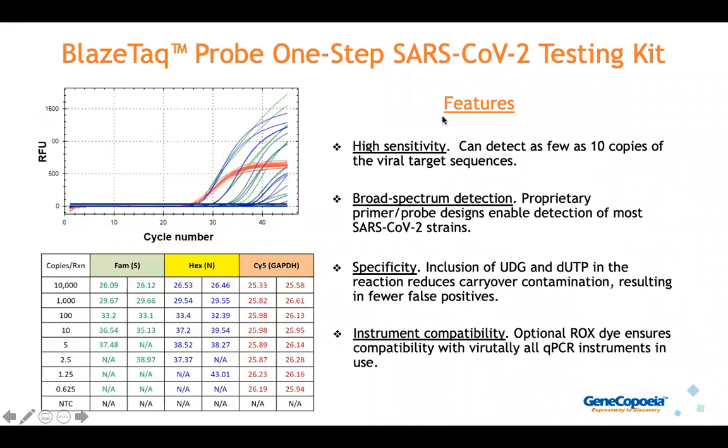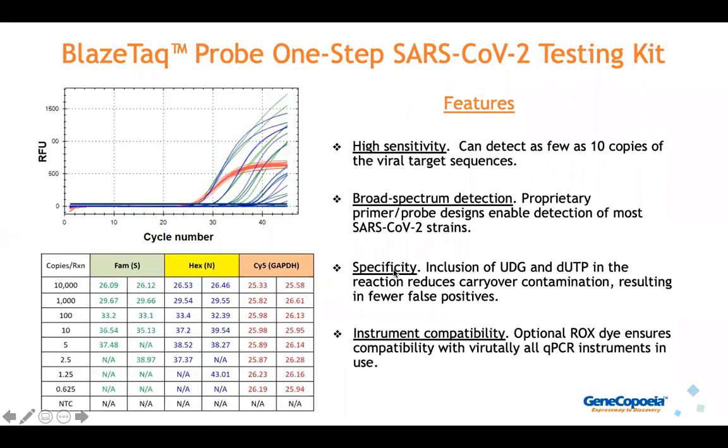And so our BlazeTech Probe one-step SARS-CoV-2 testing kit has a number of high-quality features. First, it shows high sensitivity. It can detect as few as 10 copies of the viral target sequences. Second, it provides broad spectrum detection. Proprietary primer probe design enables detection of most SARS-CoV-2 strains. Again, this comes from designing the primers against more highly conserved regions of the S and N genes conserved among SARS-CoV-2 coronaviruses.